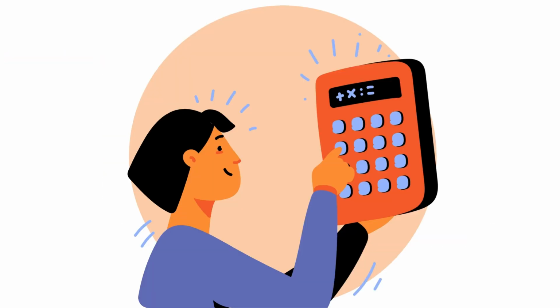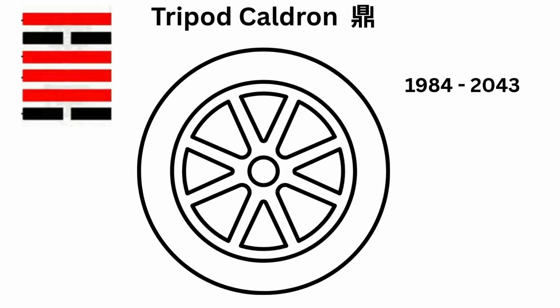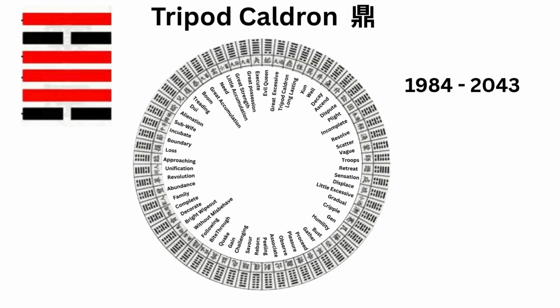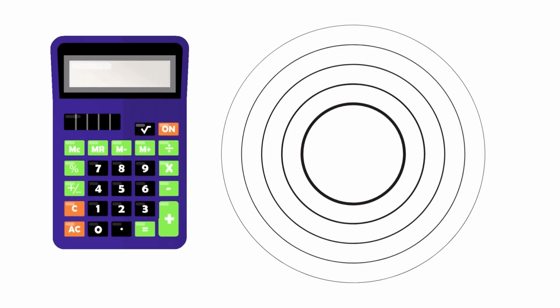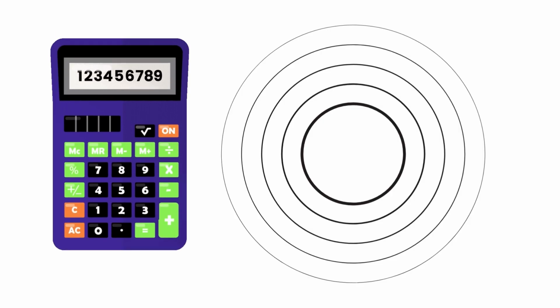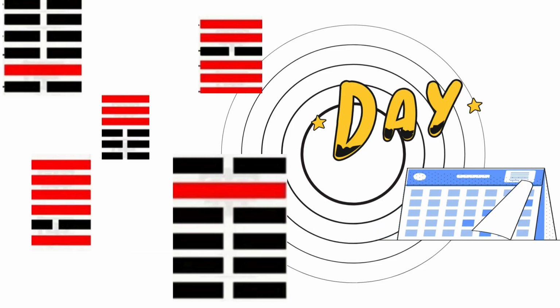Through this method, we know that we are living in this 60-year cycle, corresponding to hexagram tripod cauldron, from year 1984 to 2043. By overlaying this timeline with the 64 hexagrams, it allows us to identify the ruling hexagram for each given year. For example, year 2020 is governed by hexagram bright wipeout. By using the same method, layer by layer, we can even calculate which hexagram governs any given day.